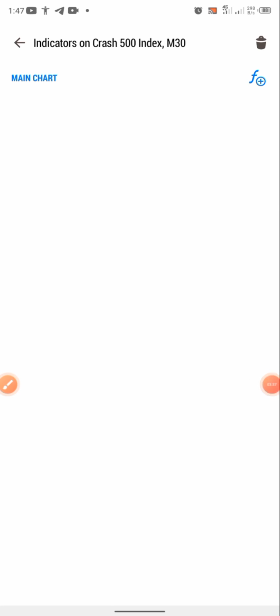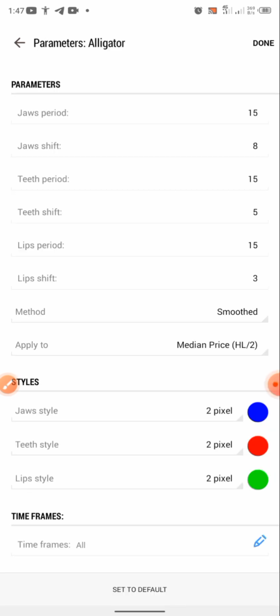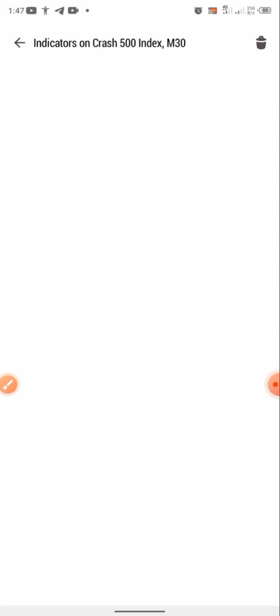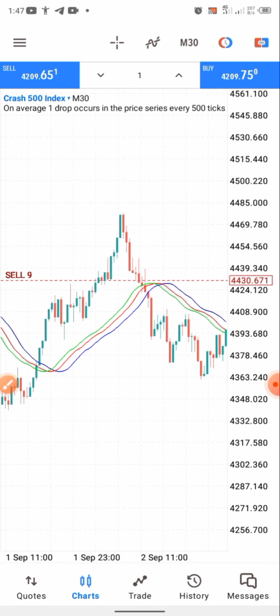Alligator. So we are going to be adding our Alligator. Sorry, my internet is behaving somehow. These are the parameters for the Alligator, so set everything up like this. After you set everything up, click on Done. After clicking Done, you will see that we have our Alligator right in our chart.